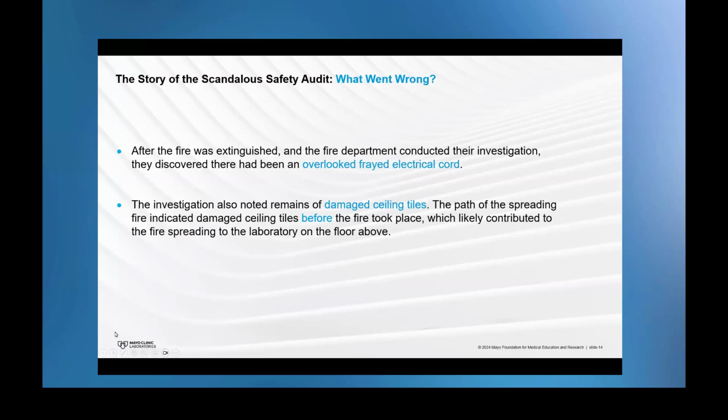So what went wrong is pretty obvious: they missed that frayed wire. The fire department found that. But the fire department investigation also noted remains of damaged ceiling tiles. And so what that tells us is that the path of the spreading fire shows that the damage came before the fire took place, and that likely contributed to the fire spreading to the laboratory on the floor above.